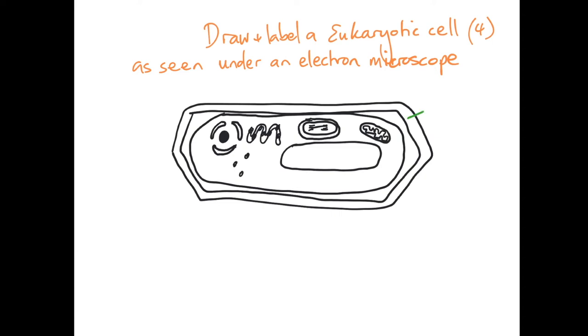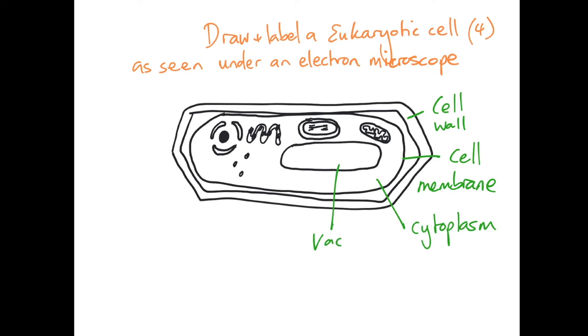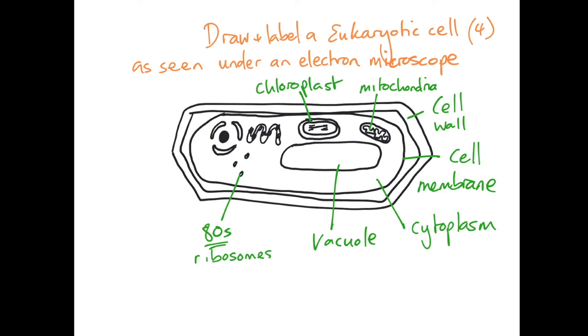Now we label with a straight line touching the object. Cell wall, cell membrane, cytoplasm, vacuole, mitochondria, chloroplast, ribosomes, 80S, it's important you state that. The nucleus shown with a nuclear envelope and the DNA inside, and the rough endoplasmic reticulum.